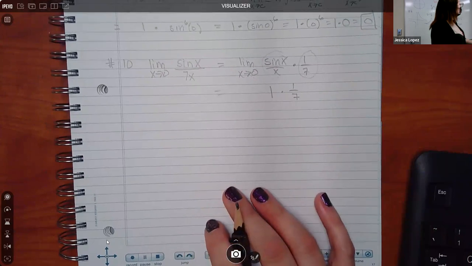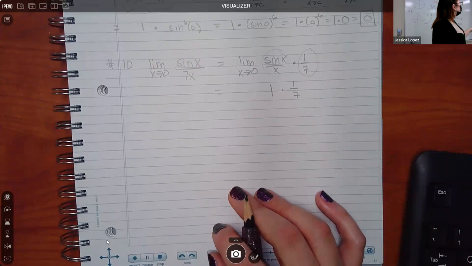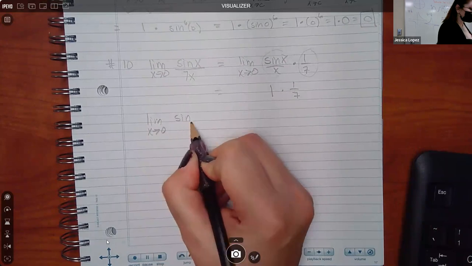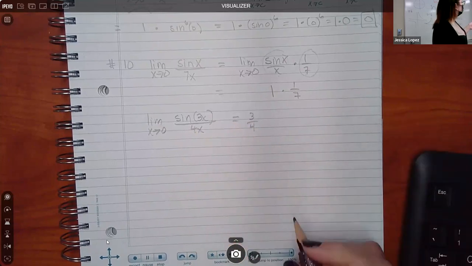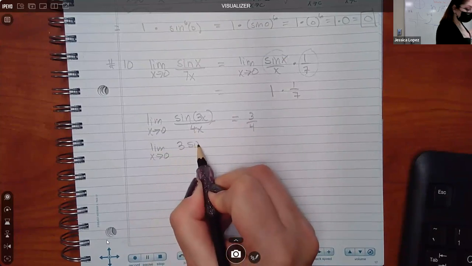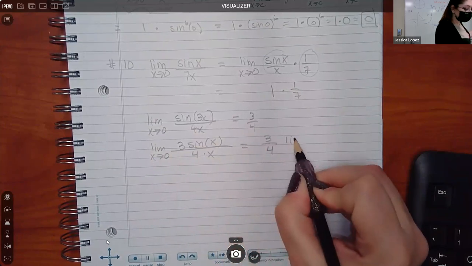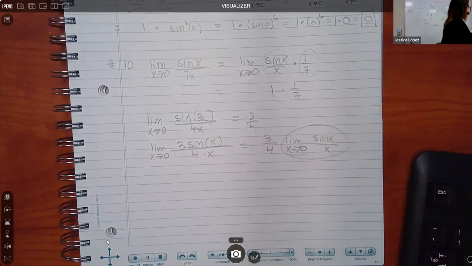Now, I did notice, and I don't think it was this class, I don't remember, because I do have another calculus one, it's just the online version, that somebody in the discussion said something like, if I'm doing this problem, I know the answer is going to be 3/4. And the reason why they did it was because they brought out the 3, and then the 4, and they brought the 3 and the 4 outside the limit. And then they had sine x over x, which is just a big fat 1, right?